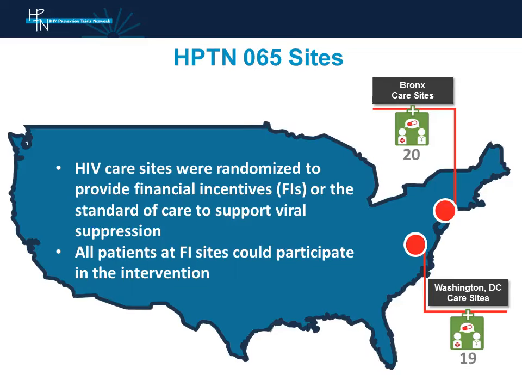So HPTN 065 was conducted at 2 intervention cities in the U.S. The first one was Washington, D.C. We had 19 HIV care sites participate in that venue. And we also had 20 HIV care sites participating in the Bronx, New York. Within these 2 communities, we actually randomized care sites to either give out a financial incentive to encourage viral suppression, or they could do whatever they were normally doing for their standard of care to support adherence.